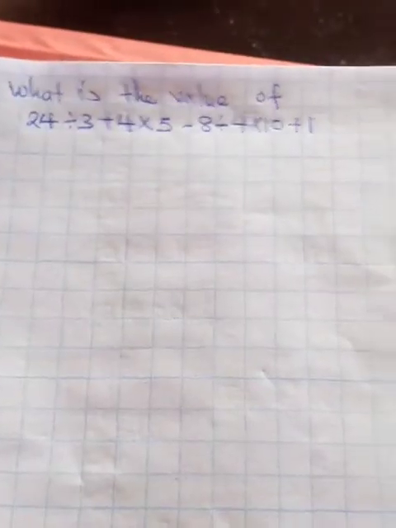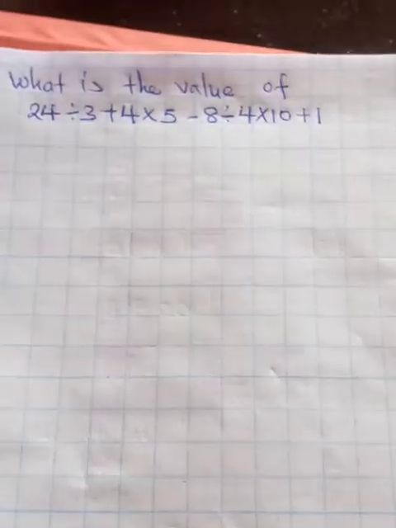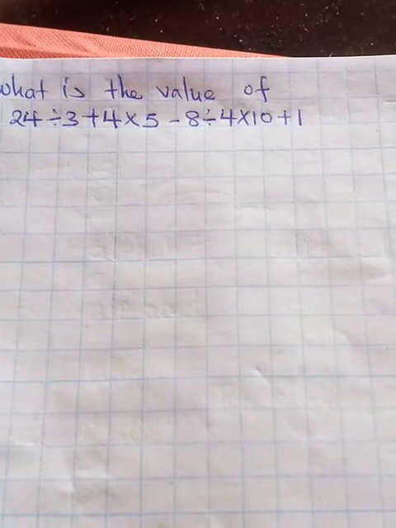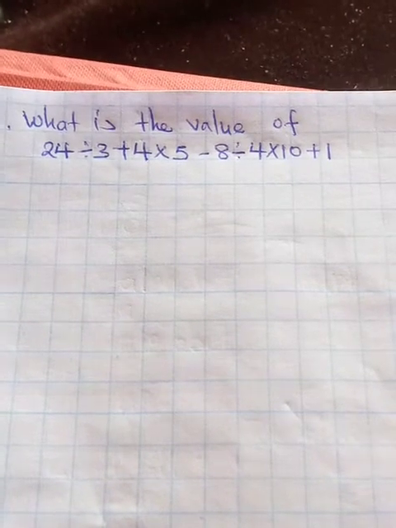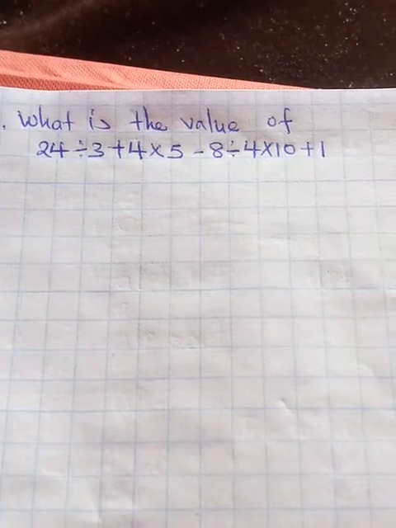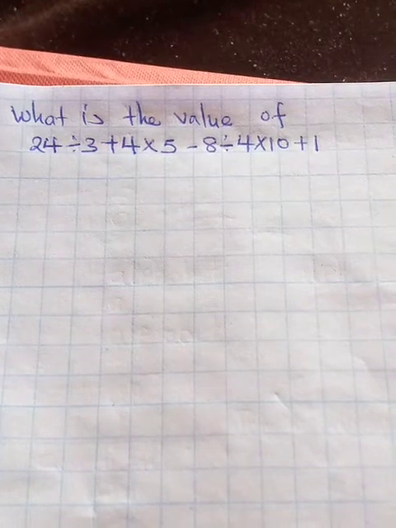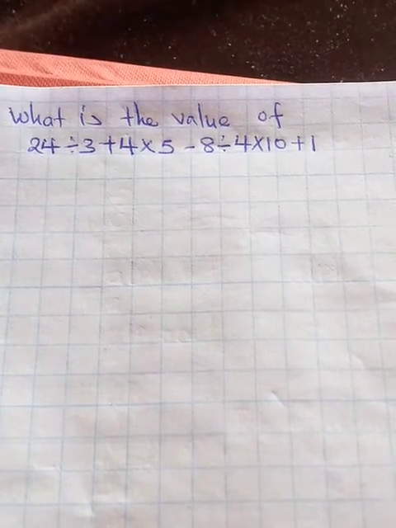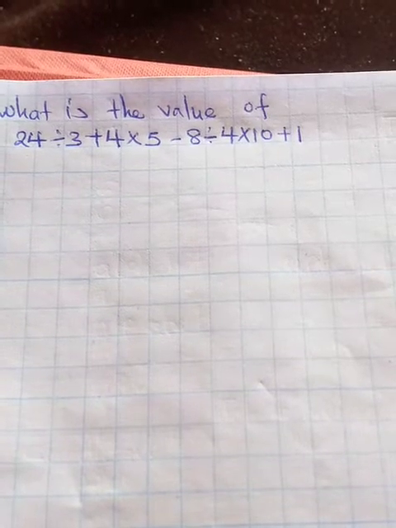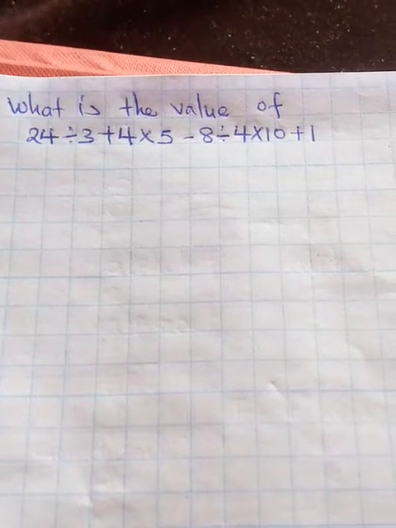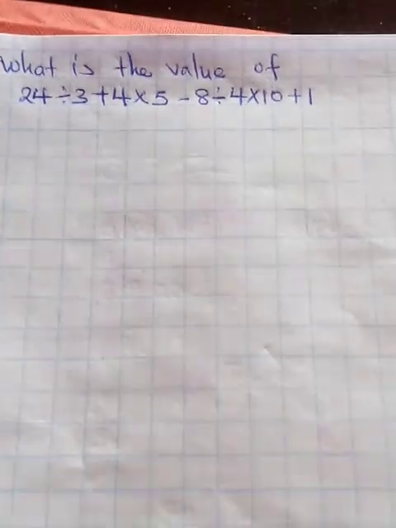Using that method, we have some questions here which you can try and check by yourselves if the answers are correct. What is the value of 24 divided by 3 plus 4 times 5 minus 8 divided by 4 times 10 plus 1? So, learners, you can attempt that.